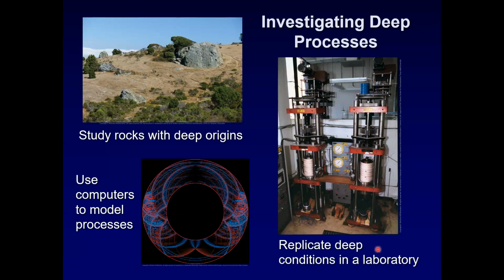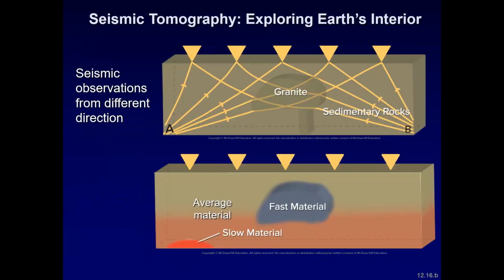And we can also try to replicate deep earth conditions in the laboratory. Rocks can be subjected to high temperatures and pressures in order to determine the conditions under which they melt, solidify, or flow in a solid state. We can use seismic tomography to explore the Earth's interior. That allows scientists to examine earthquake waves as they pass through the same subsurface region, but from a different direction. So we've got seismic observations from different directions.